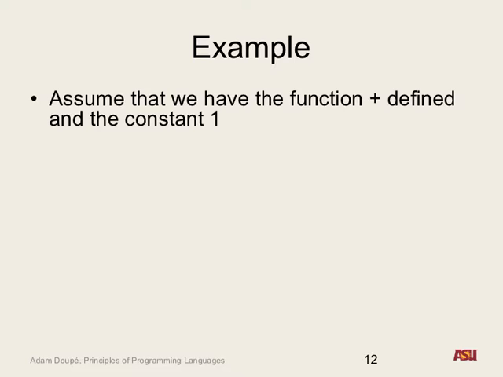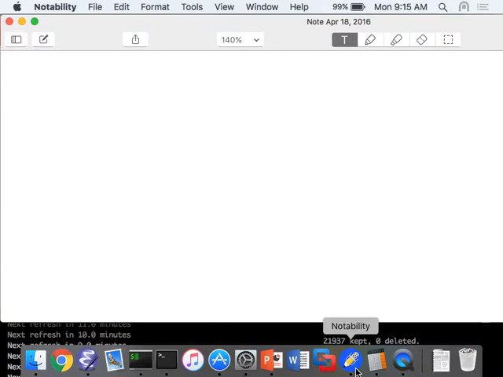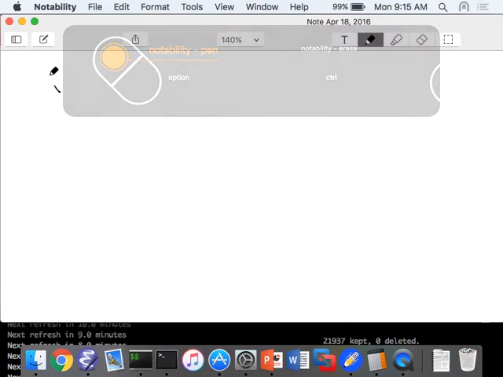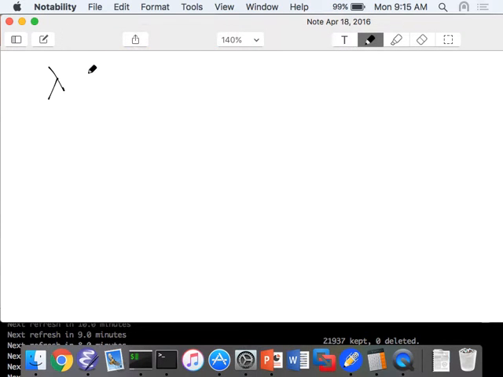Lambda parameter dot one plus parameter. One plus the ID. So we have lambda, and you want to give it an ID, you want to call it X. Okay, lambda X dot, and then one plus X.